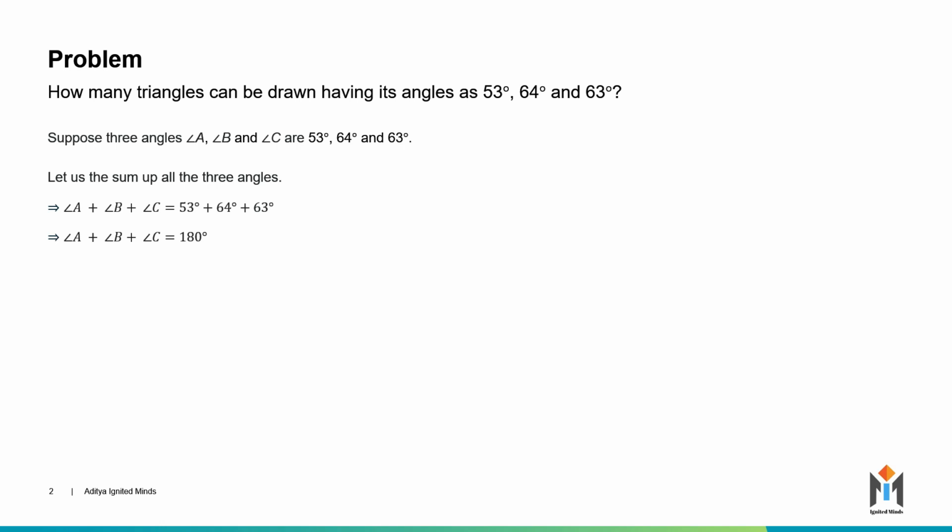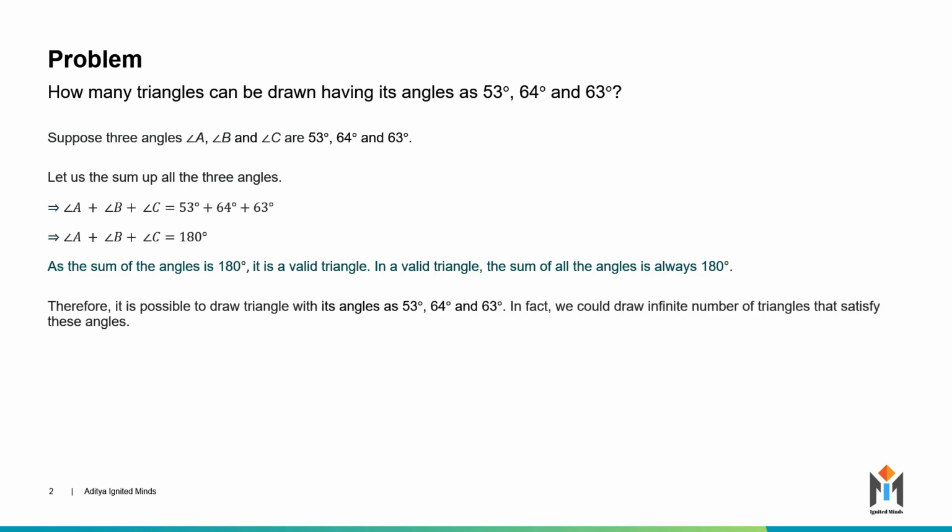Now, as you see here, the sum of A, B, and C is equal to 180 degrees. They make up a very valid triangle. As you know, in a valid triangle, the sum of all the angles is always 180 degrees. Therefore, it is possible to draw a triangle with its angles as 53, 64, and 63.